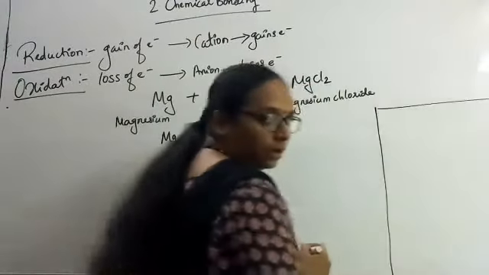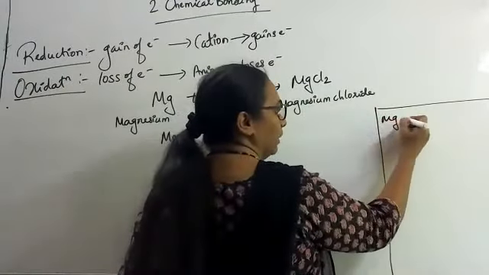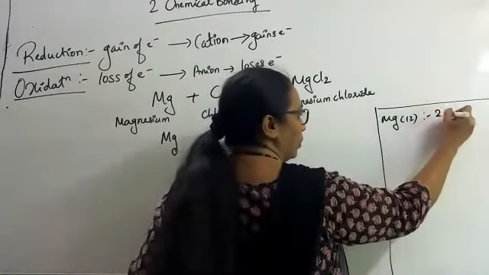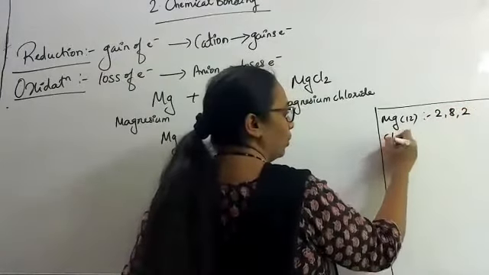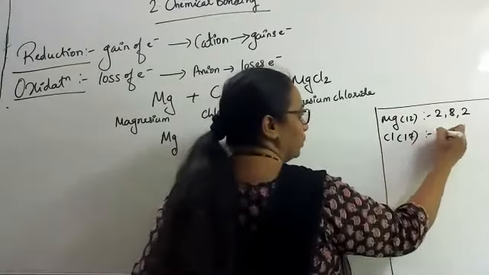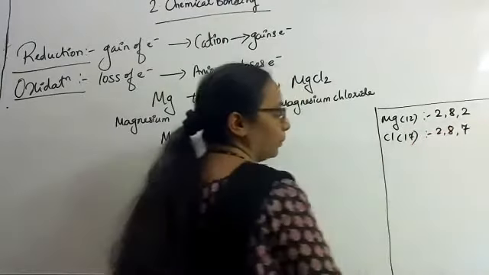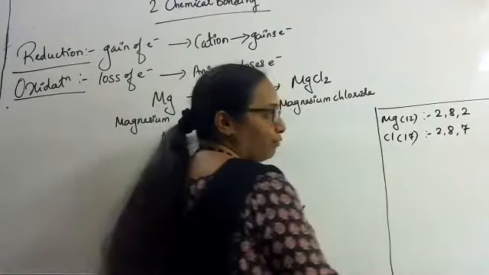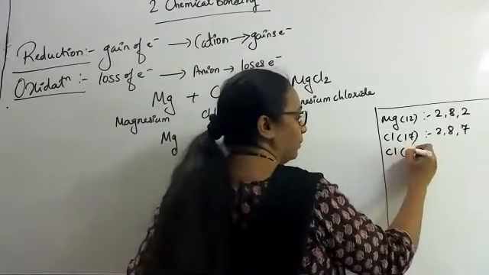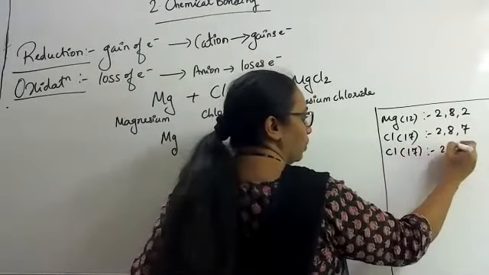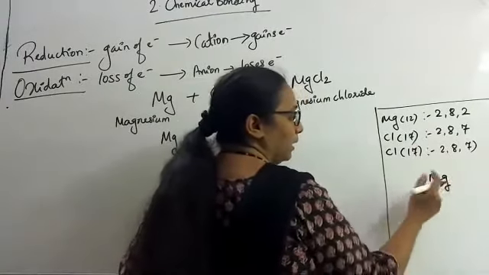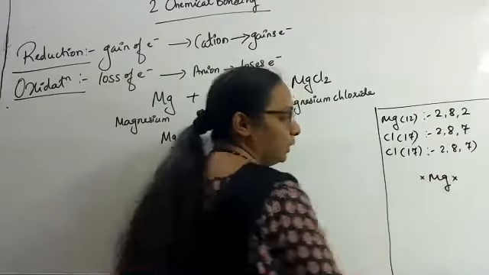You can see this. So magnesium, atomic number 12, is 2, 8, 2. Chlorine, atomic number 17, is 2, 8, 7. Now they are forming magnesium chloride, so we require one more chlorine atom, so that also is 2, 8, 7. So this magnesium's last two electrons, I put over here.